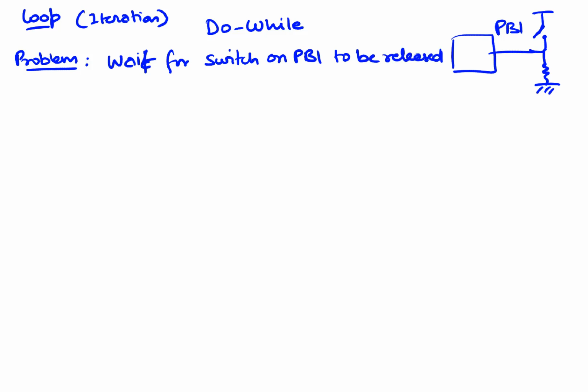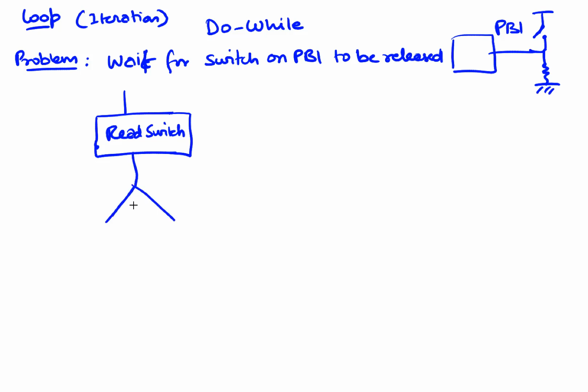So let's first gather our thoughts together. What we want to do is read the switch, read the switch state. And then we're going to ask the question, is it released? Is it open? If the answer is no, we're going to go back and read the switch again. If the answer is yes, we're going to get out.